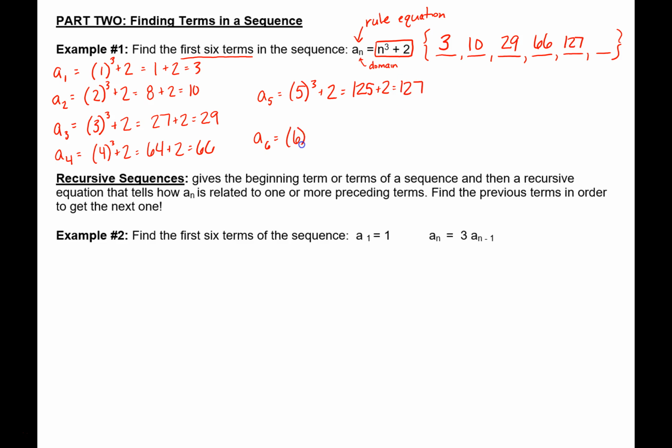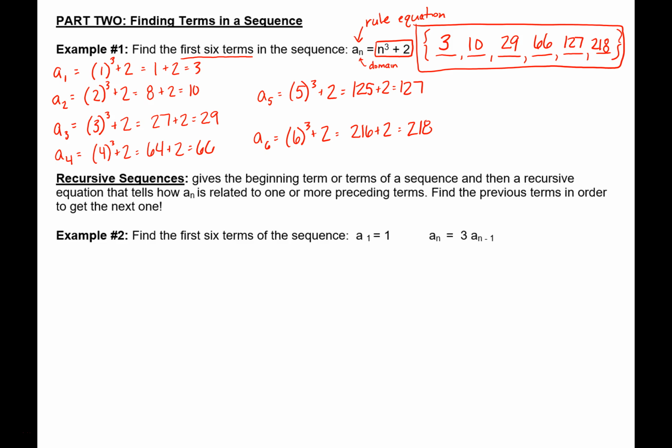And 6 to the third power plus 2 is 216 plus 2. All right, so it was a whole lot of plugging and chugging, but I found the first 6 terms in my sequence given the a sub n rule of n to the third plus 2. So this list of numbers, that's my answer.